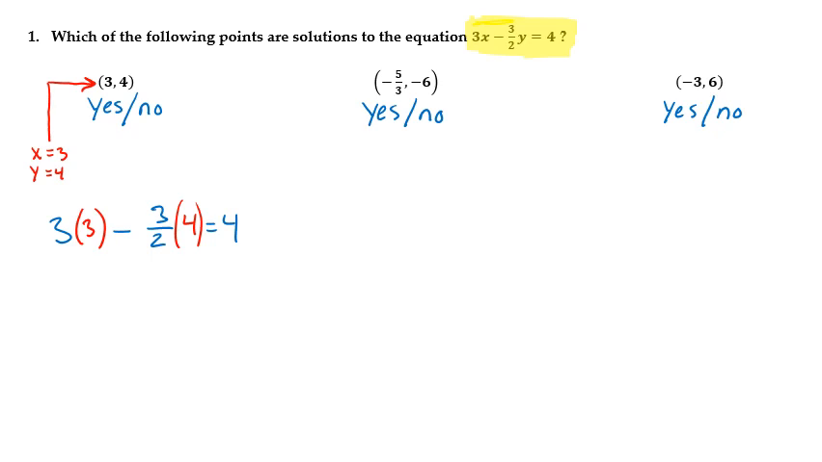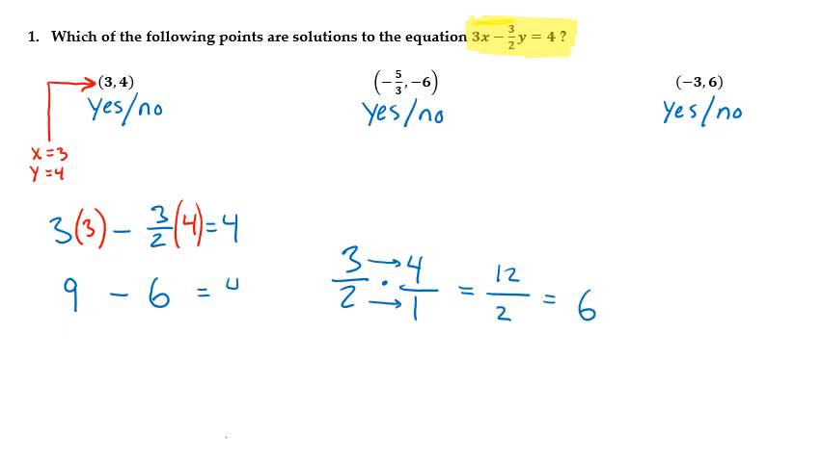Well, 3 times 3 right here. 3 times 3 is 9. So we get 9 minus 4 times 3 over 2. Well, 3 over 2 multiplied by 4. We could treat that 4 like it's a fraction. 4 over 1, and top times top, bottom times bottom. 3 times 4 is 12. 2 times 1 is 2. Remember, fraction means division, so 12 over 2 means 12 divided by 2, which is 6. So we get 9 minus 6 is equal to 4.